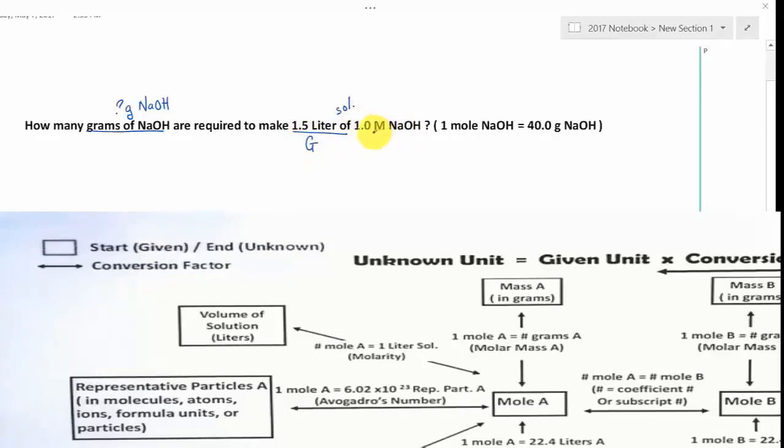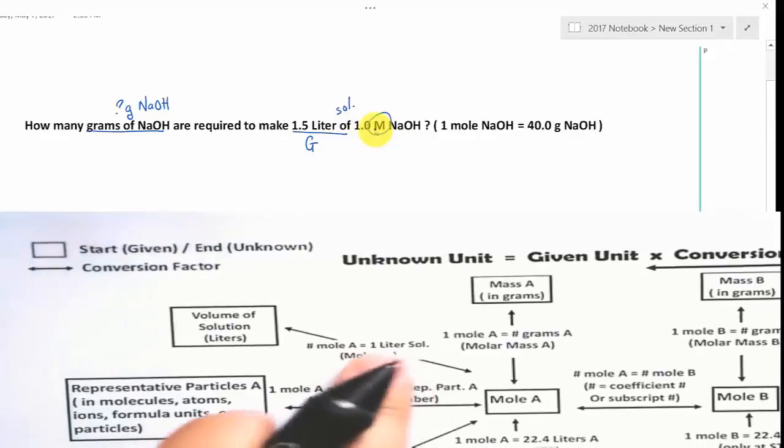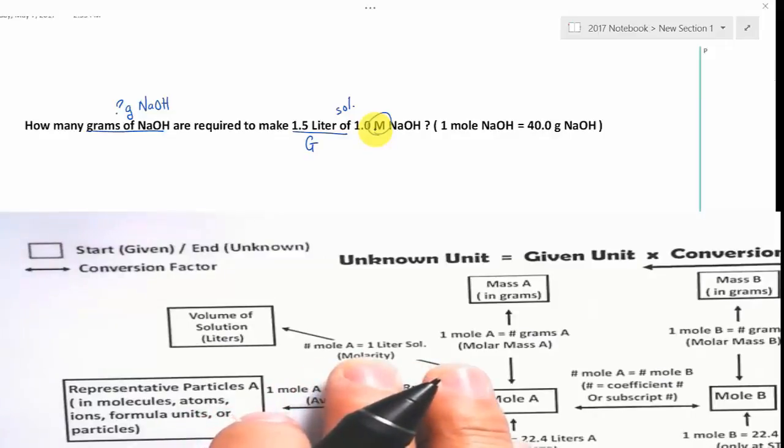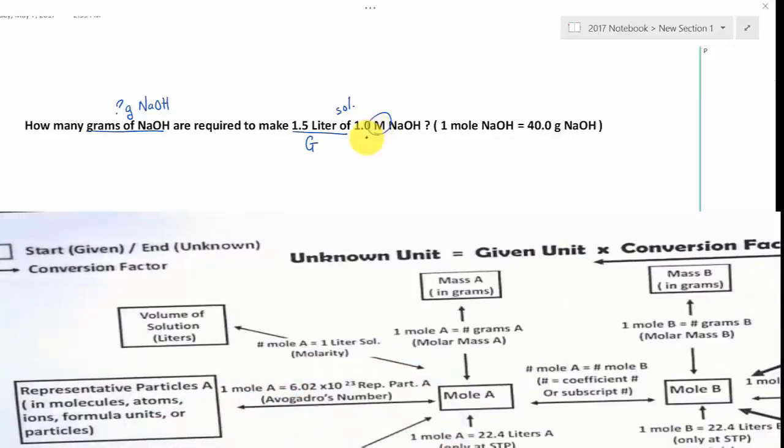You see right there, every time you see molarity, think of that as a conversion factor right there. Because molarity exists as the number of mole A equal to 1 liter of solution. So in this case, this is a conversion factor that's expressed in terms of 1 mole of NaOH is equal to 1 liter of solution. So keep that in mind. That's where the tricky part is.